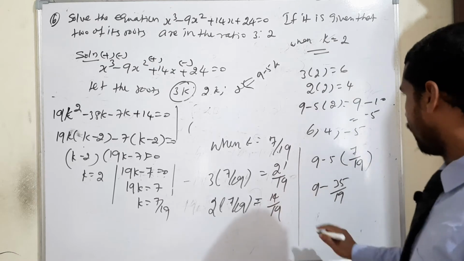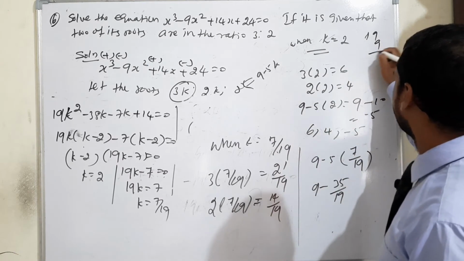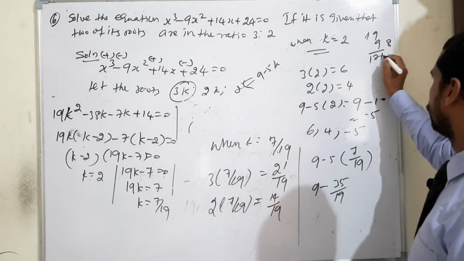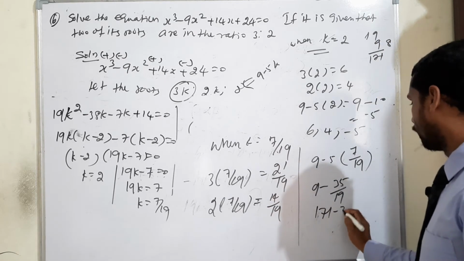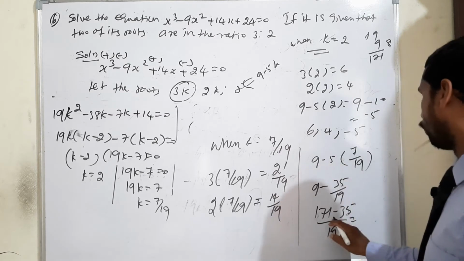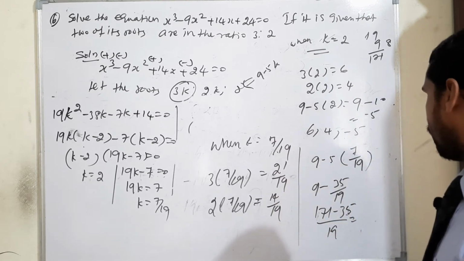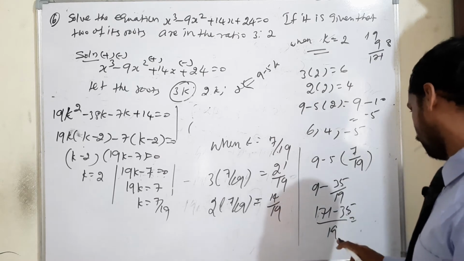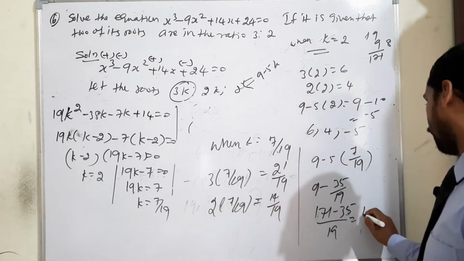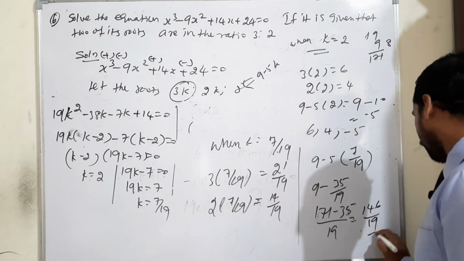So definitely 19 into 9. 19 into 9 means 9 9s are 81. 1 9s are 9. 9 plus 8 is equal to 17. Therefore 171 minus 35, isn't it? Divided by 19 is equal to 146 will come, isn't it? So I just add it 146. 146 plus 35 means 171. Therefore answer will be 146 divided by 19.